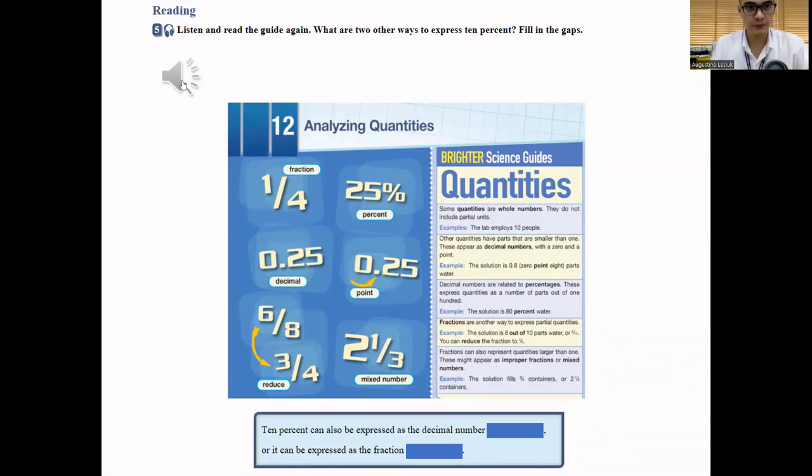Here's the audio clip. Unit 12, Analyzing Quantities, Exercise 5, page 27.